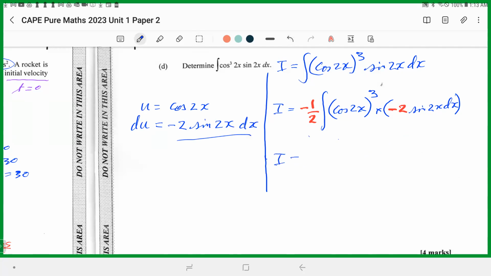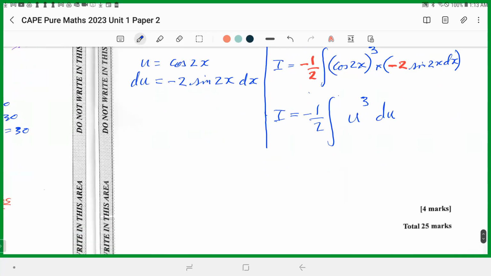So the integral becomes minus 1/2 times the integral of, now cos 2x is u, so it becomes u cubed, and this whole thing is now du. That's the substitution. So it comes down to an easy little integral to do. So I equals minus 1/2; you add 1 to the power, you get u to the 4th power divided by the new power of 4. Don't forget to put your plus c.